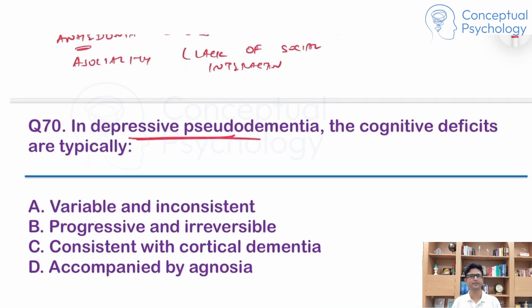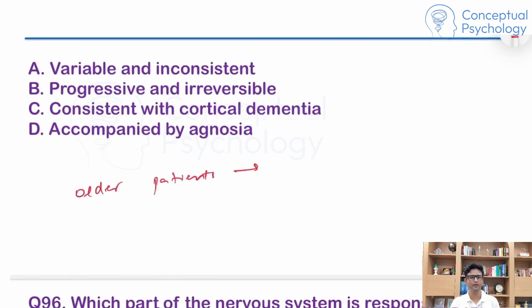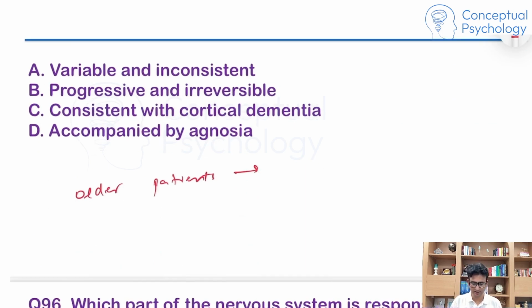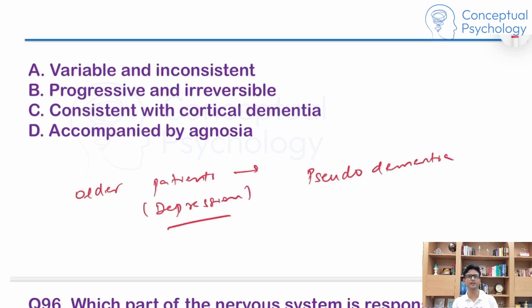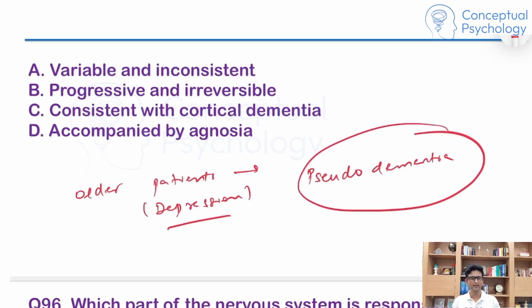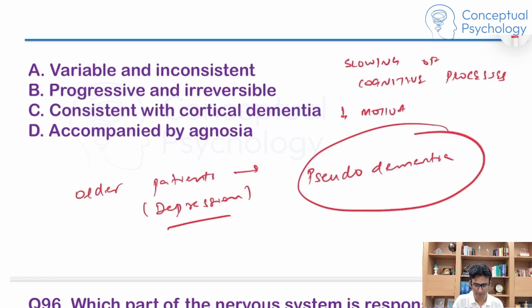Now, in many older patients who have depression, it may be falsely diagnosed as dementia. And that is why it's called pseudo-dementia. Older patients who have depression may get the diagnosis of dementia, and that is why depression in older age is sometimes called pseudo-dementia. Why? Whenever a person is depressed, the cognitive processes, the thinking process, all get slowed down. And apart from slowing of cognitive processes, the depression also comes with decreased motivation. They don't feel like doing anything.